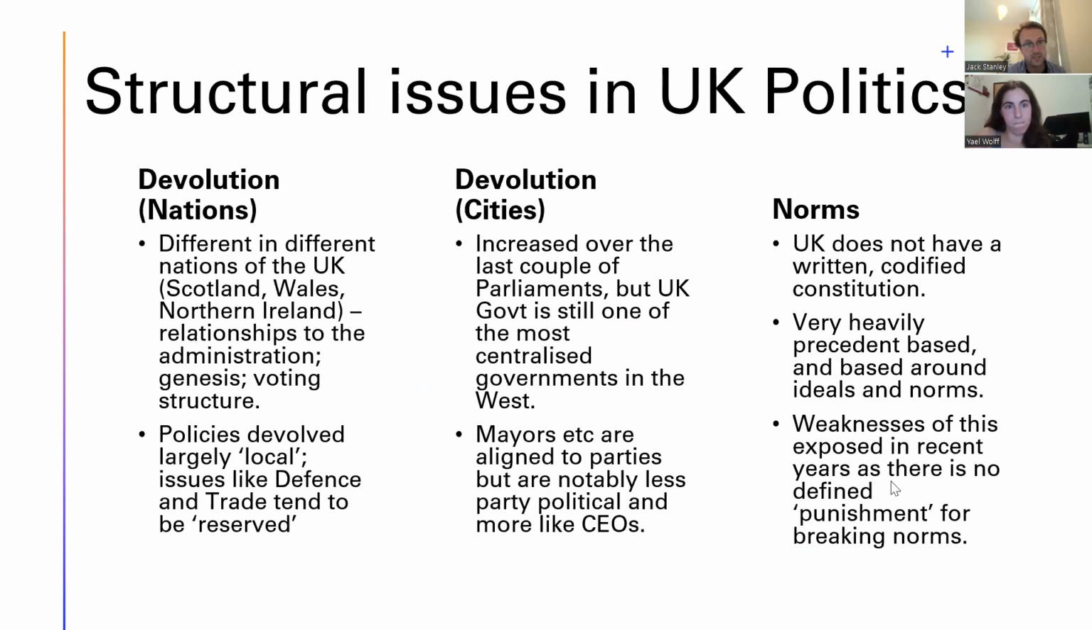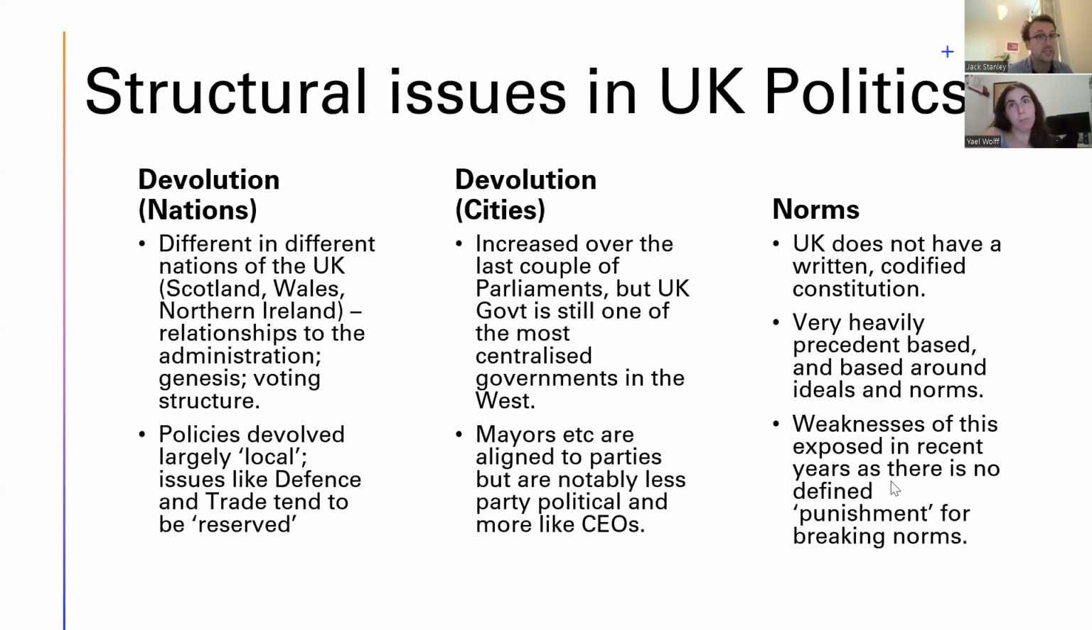The word that you might see quite a bit is devolution, and there's two forms of devolution. One, we have devolved administrations in Scotland, Wales, and Northern Ireland, where we grant those countries some level of self-governance on certain defined policy issues like education or transport or some local health services. These issues tend to be largely local things rather than things like defence or trade, which tend to be reserved to the UK government. We also devolve things to cities, and that has been increasing over the last few years.